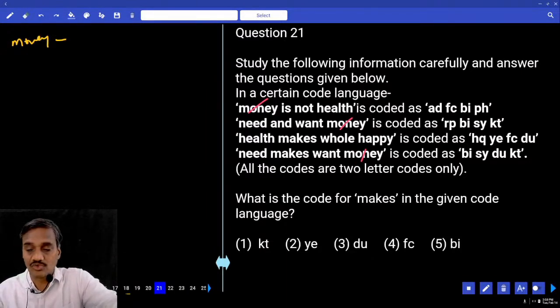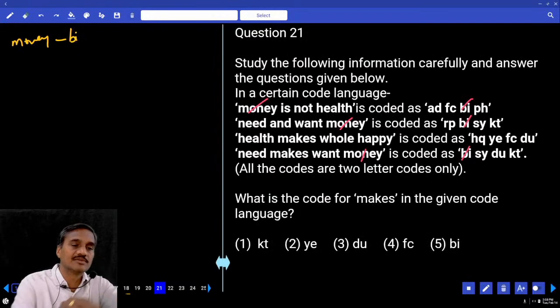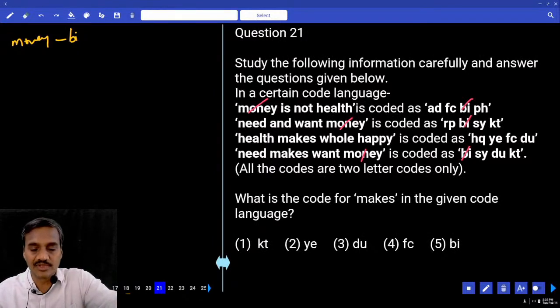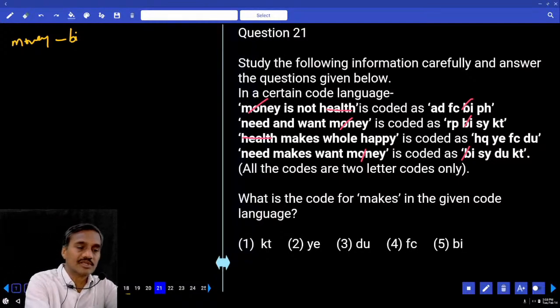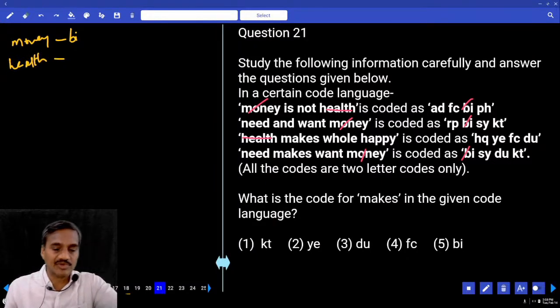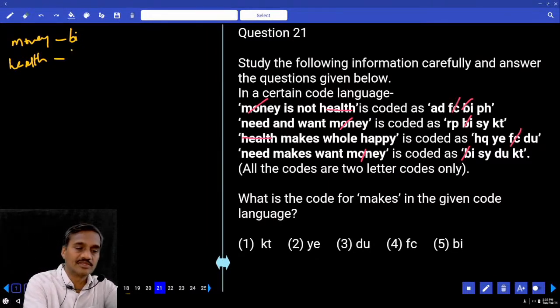And the code that is common is BI. BI is common. And the code to the word money is BI. Amma saripinda ledha? Money is BI. Then if you compare 1 and 2, E is not health. Then if you compare 1 and 3, health is the word that is common between 1 and 3. As health is the word that is common between 1 and 3, then tell me what is the code that is common between 1 and 3. And HQFC. FC is code. The code for health is FC.